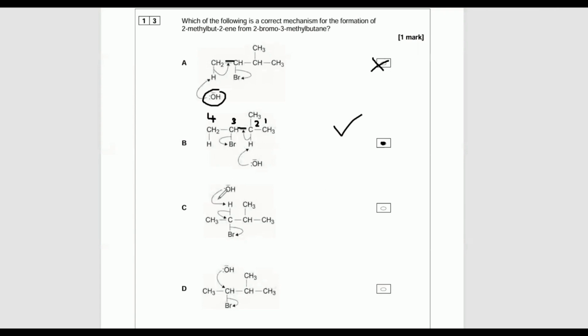So C, we've got the hydroxide ion. It's attacking a hydrogen, but it's attacking a hydrogen attached to the carbon with a bromine, so that doesn't happen. It would have been correct if it attacked this hydrogen or this hydrogen here, which are adjacent to that carbon. This is also incorrect because the hydroxide ion is actually attacking the carbon, so that's incorrect, as well as it being the carbon with the bromide attached, which doesn't happen as well. So yeah, that's the correct answer.